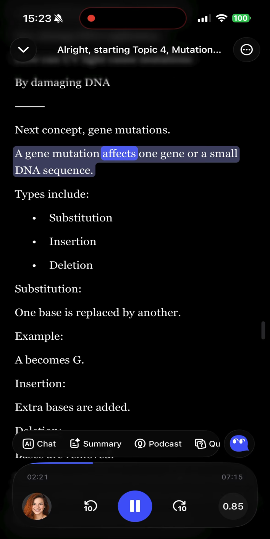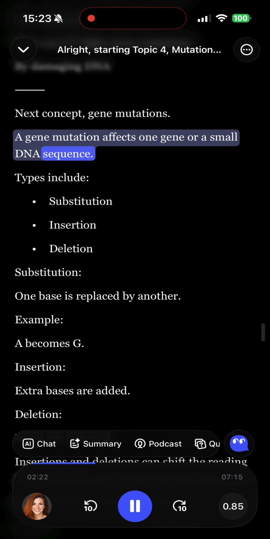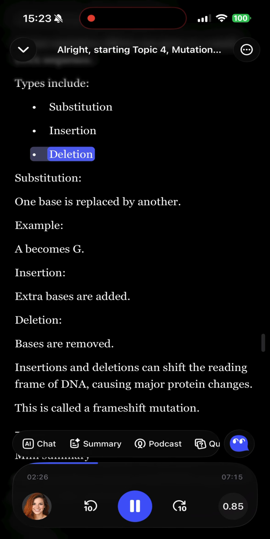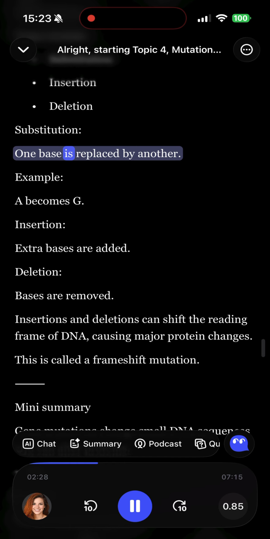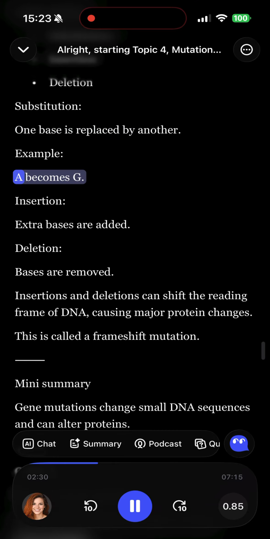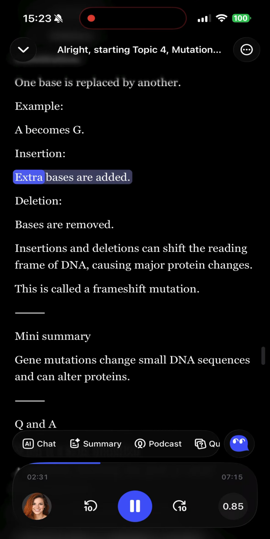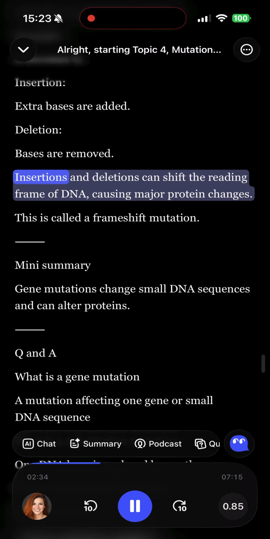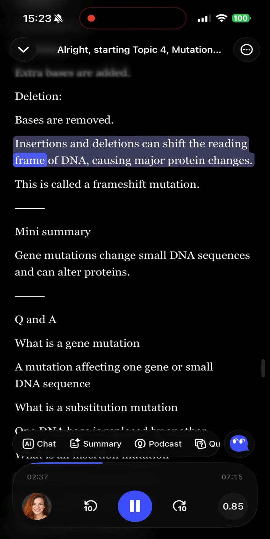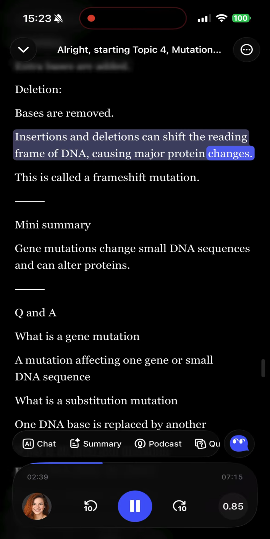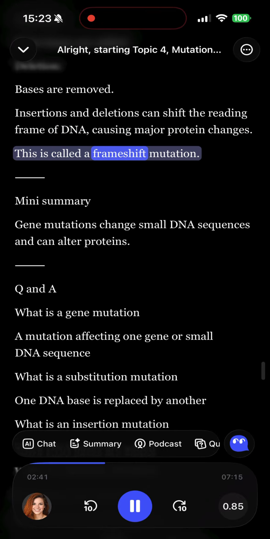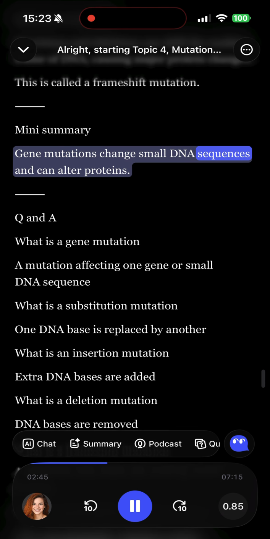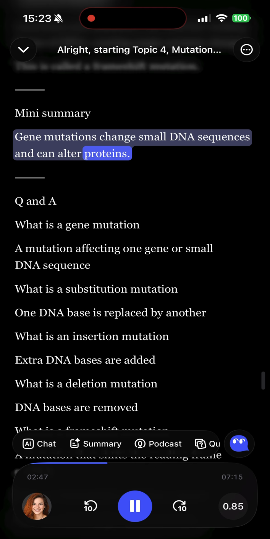Next concept, gene mutations. A gene mutation affects one gene or a small DNA sequence. Types include substitution, insertion, and deletion. Substitution: one base is replaced by another. Example, A becomes G. Insertion: extra bases are added. Deletion: bases are removed. Insertions and deletions can shift the reading frame of DNA, causing major protein changes. This is called a frame shift mutation. Mini summary. Gene mutations change small DNA sequences and can alter proteins.